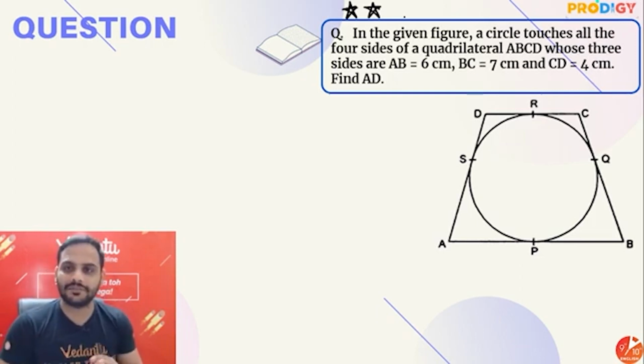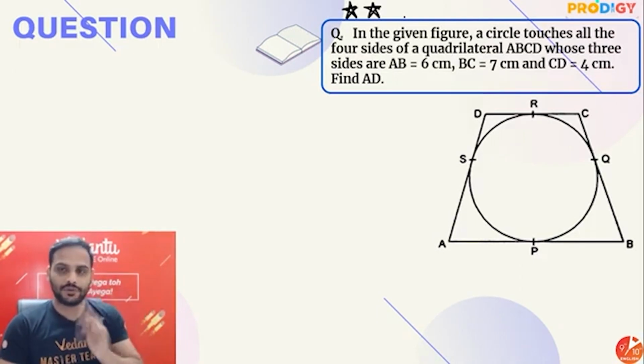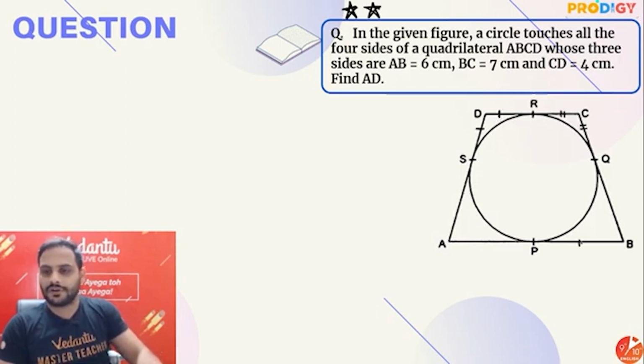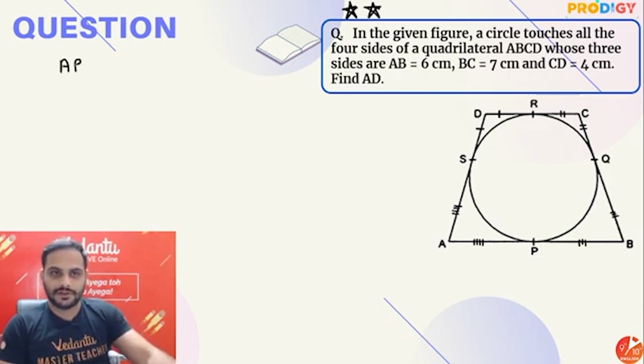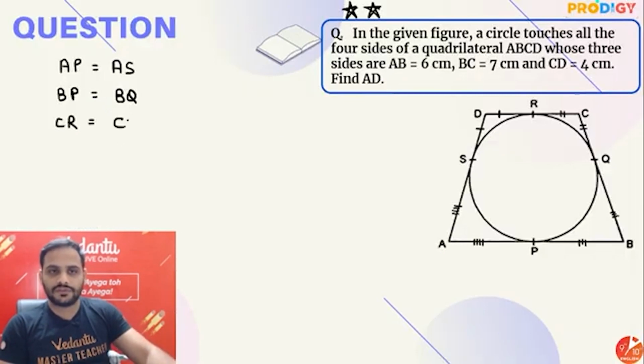So in that we have a theorem that in that quadrilateral the sum of opposite sides is equal. How do we get it? Let me tell you. From D we can say there are two tangents DS and DR, so they both will be equal. Here CQ and CR, tangents from an external point, are equal. Here BP and BQ will be equal. And here AP and AS will be equal. So AP is equal to AS, BP is equal to BQ, CR is equal to CQ, and DR is equal to DS.